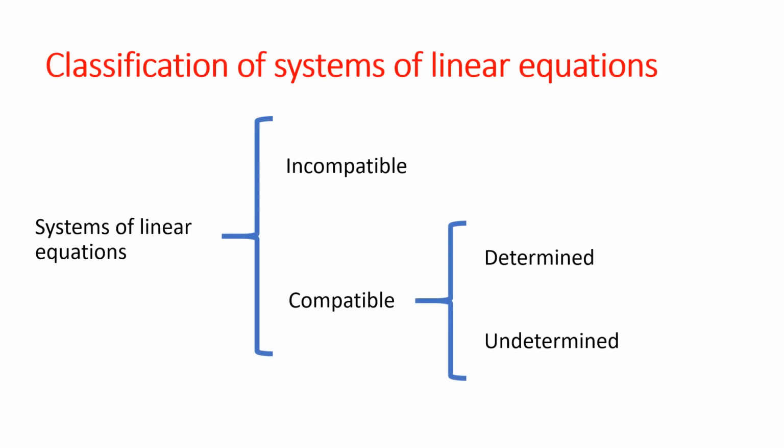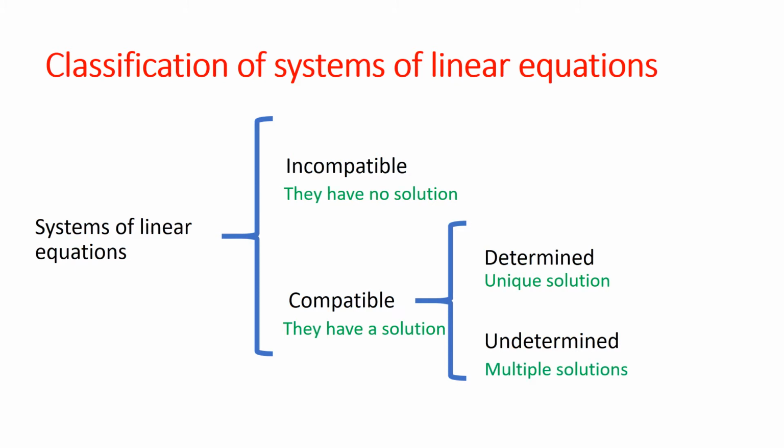Systems of linear equations are classified according to the solutions they have. Incompatible systems have no solution. Compatible systems do have a solution, and within this classification, two types can be differentiated. Determined systems have a unique solution. Undetermined systems have multiple solutions.